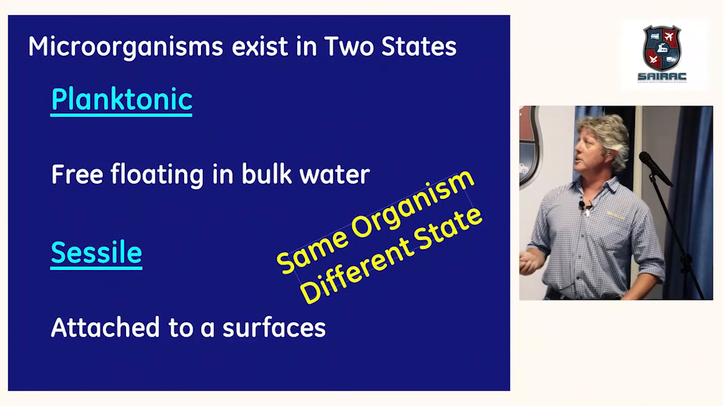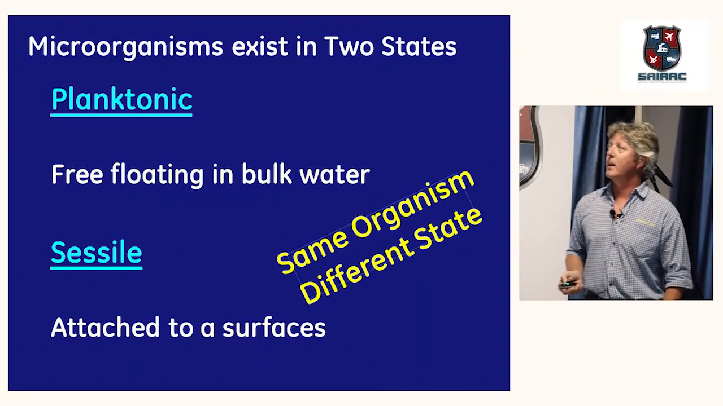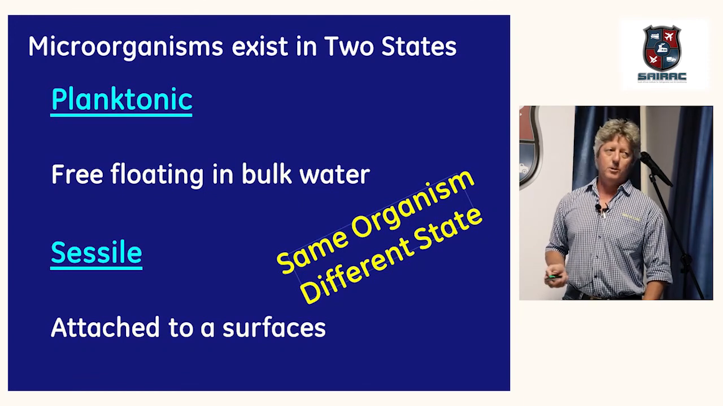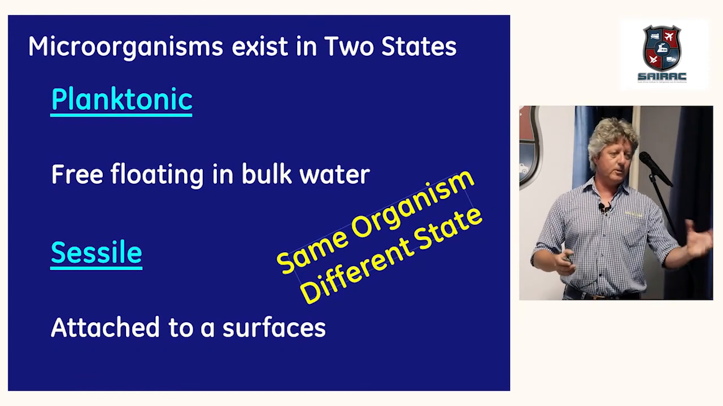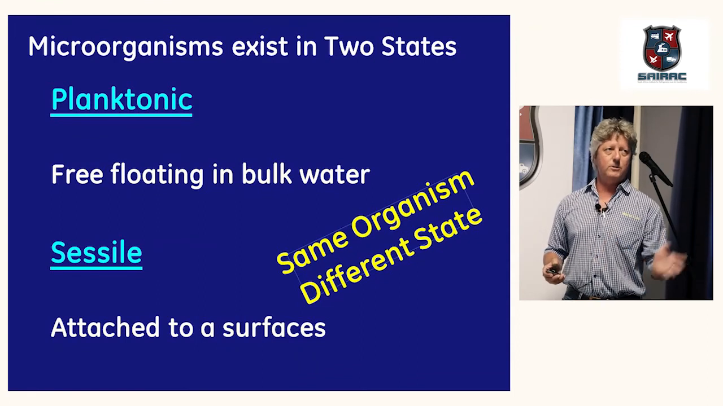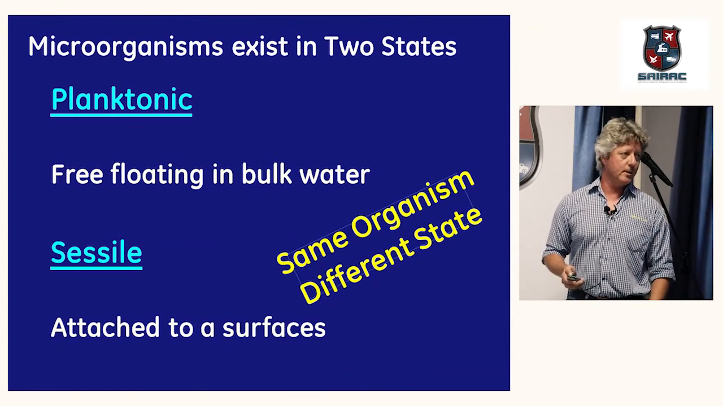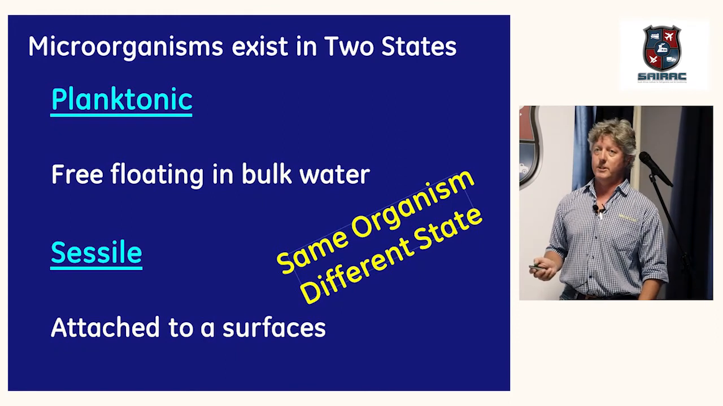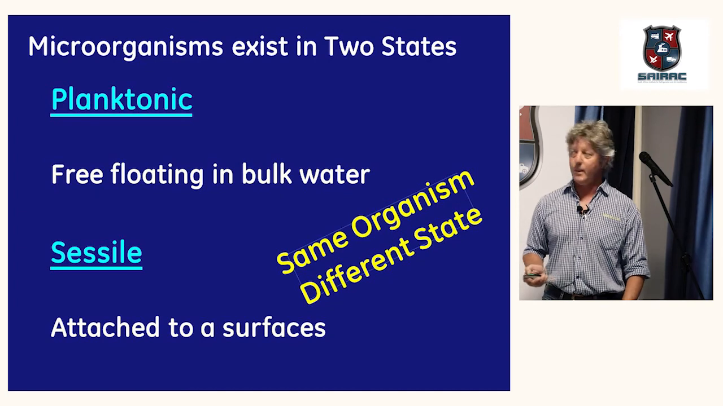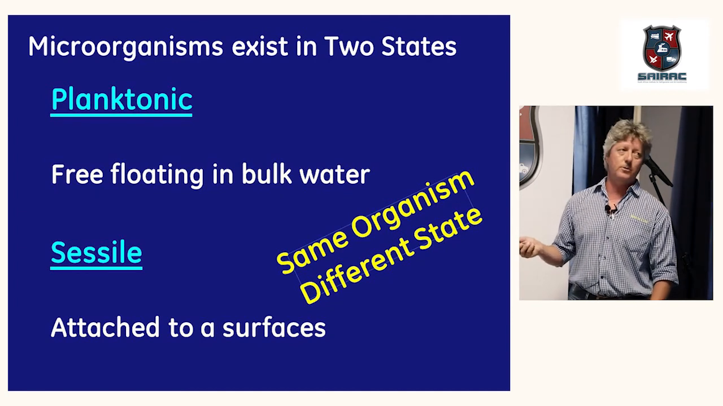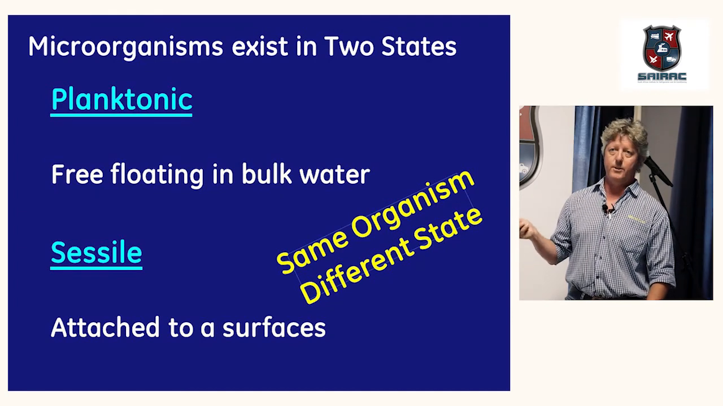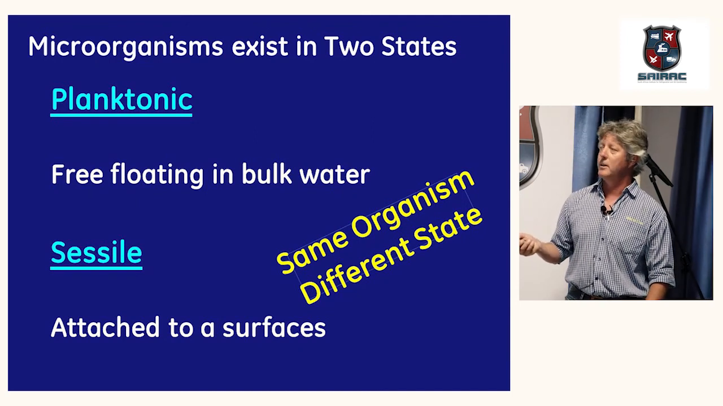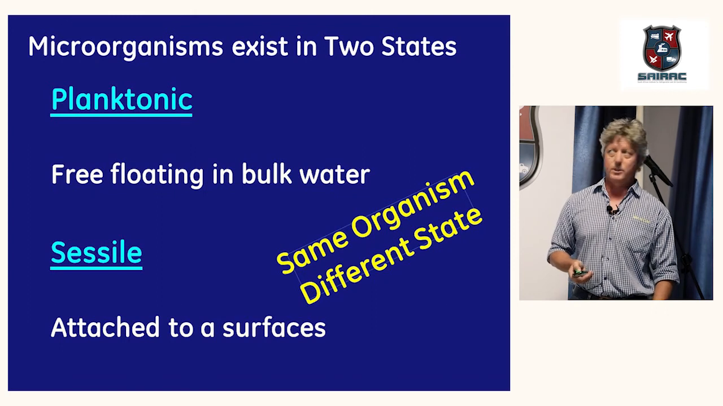Microorganisms exist in two states, planktonic and sessile. Planktonic is free-floating in bulk water. In other words, if you take a sample of water and you have that analyzed, you will only analyze for planktonic bacteria. And then you have your sessile bacteria, which are attached to the surfaces. So these are the ones that we really need to take care of, because underneath this sessile bacteria layer, that's where your corrosion, etc., would start taking place.